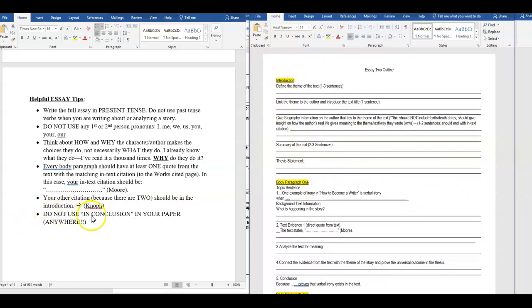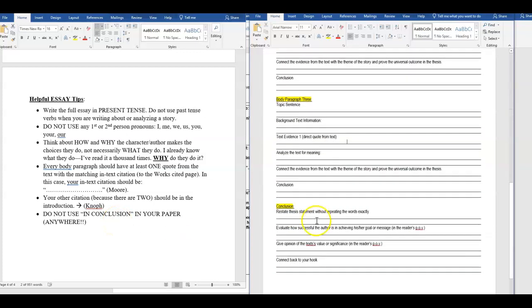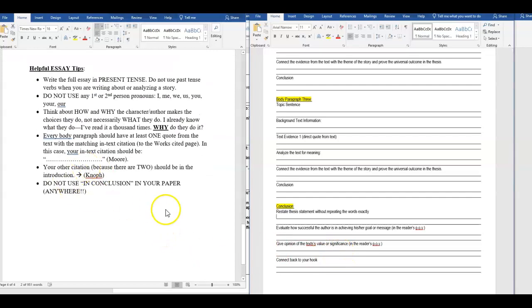And do not use "in conclusion" in your paper anywhere. You are not in 8th grade, so you should not be using "in conclusion" in the conclusion. It's the conclusion sentence. I already know it's the conclusion. It's the conclusion paragraph. I already know it's the conclusion. So you don't have to say "in conclusion" for me to know. The conclusion goes in the conclusion, so don't write "in conclusion."